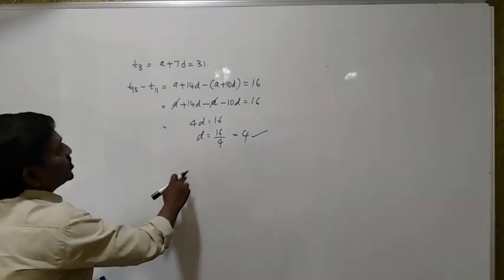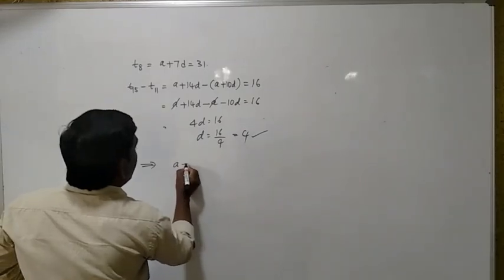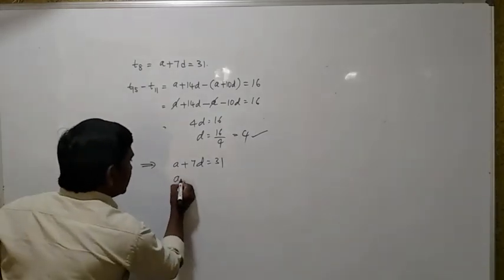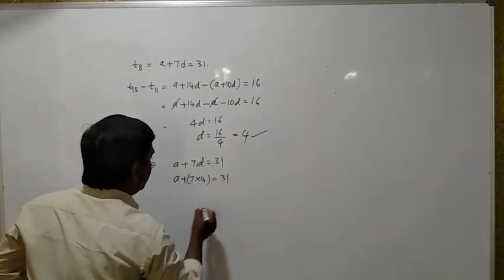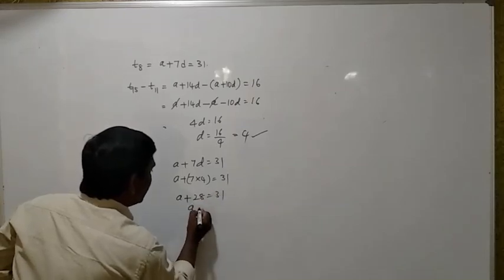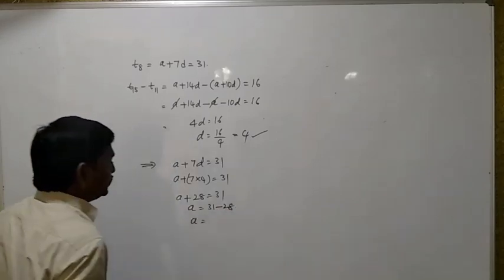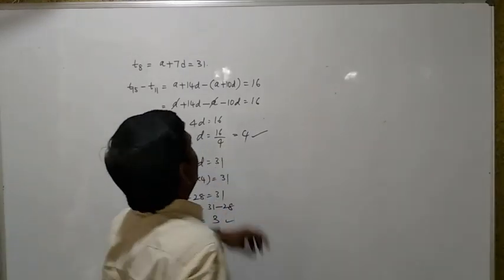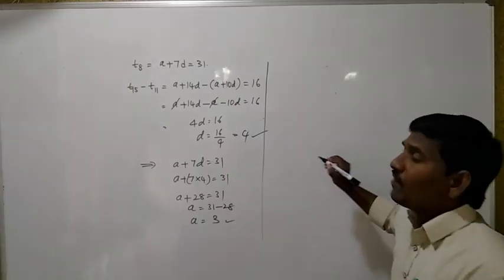Substitute in any one equation, we get A. Take A plus 7D equal to 31. And A plus, substitute D value, 7 into 4 equal to 31. A plus 28 equal to 31. A equal to 31 minus 28 equal to 3. Here A value 3 and D equal to 4. And we can establish the arithmetic progression with the given values.